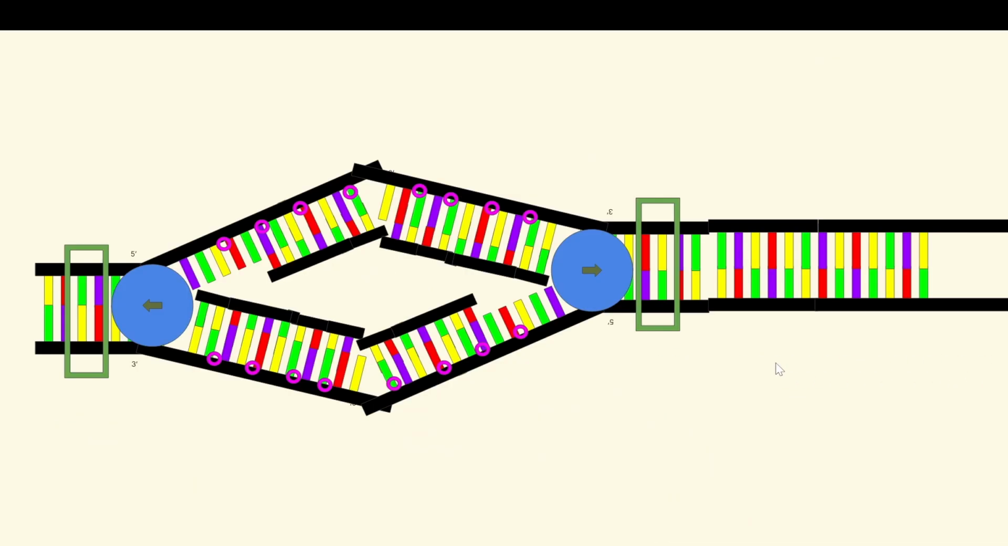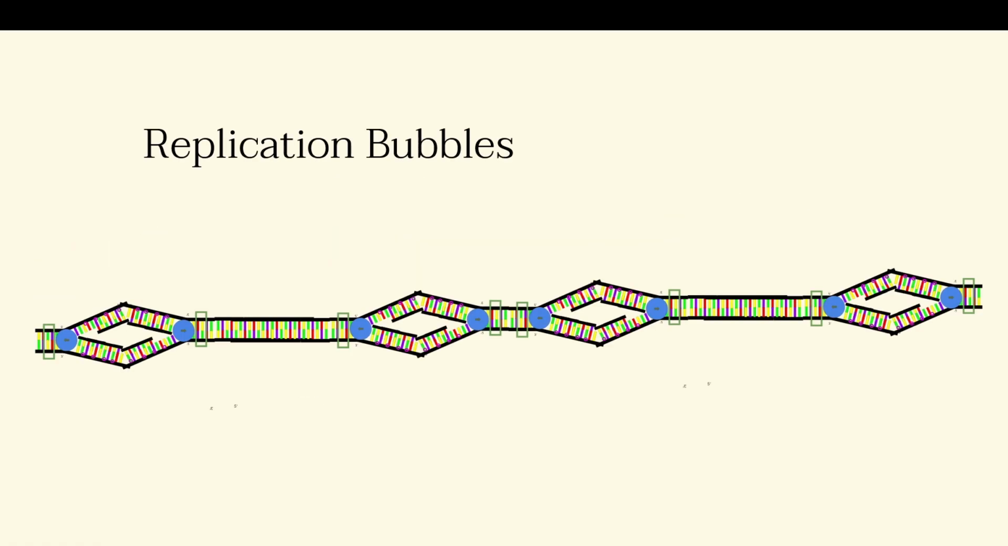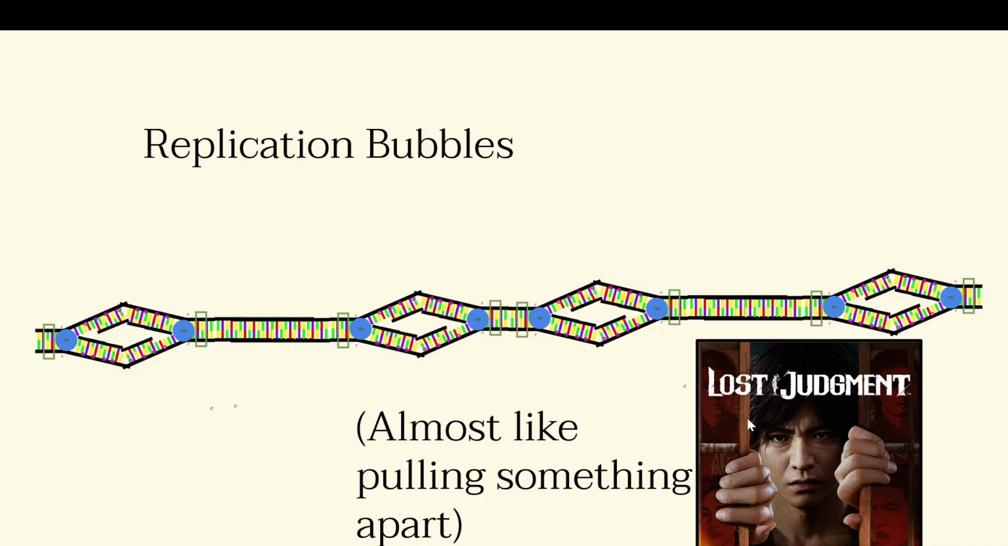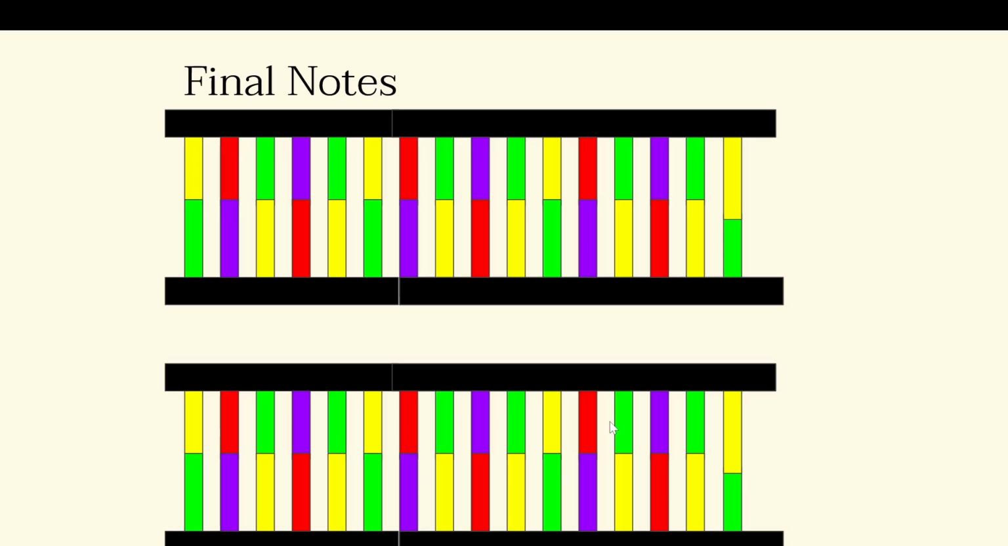And if we zoom out, and zoom out further, and zoom out even further, you can see that there's multiple replication forks. As two replication forks are formed at the origin, replication bubbles are formed. During DNA replication, the process needs to be quick, so multiple replication bubbles and multiple forks are formed so that DNA replication happens quicker. It's almost like pulling something apart down the middle. You rip it apart, and then it basically becomes two. Just like him, he's pulling the doors apart.